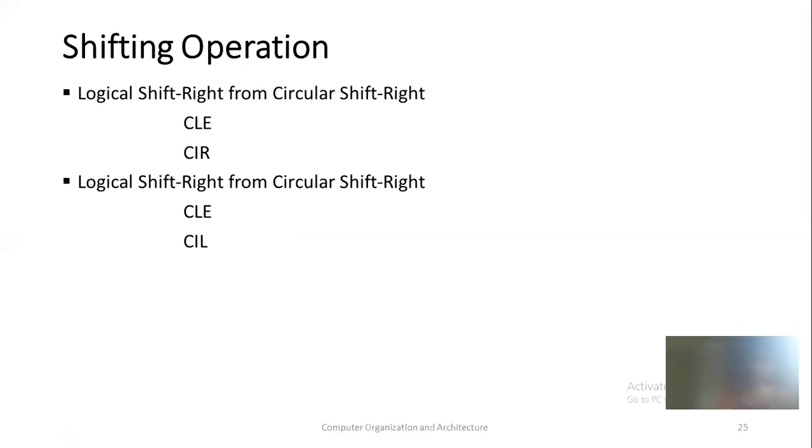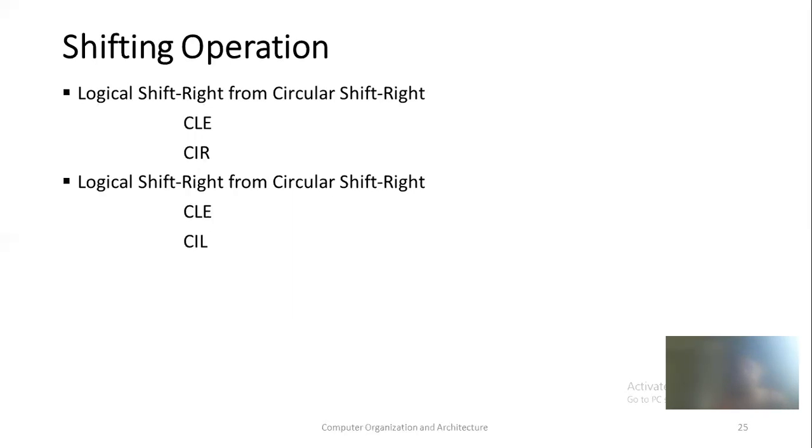Okay, next let me see the shifting operation. We have seen three types of shifting: circular shifting, logical shifting and arithmetic shifting, but we have instructions only for circular shifting. What if you want to do logical shifting? How can you do it? For that you first have to clear the E flag. That means it should not hold any garbage value or one value. So first you make it 0.